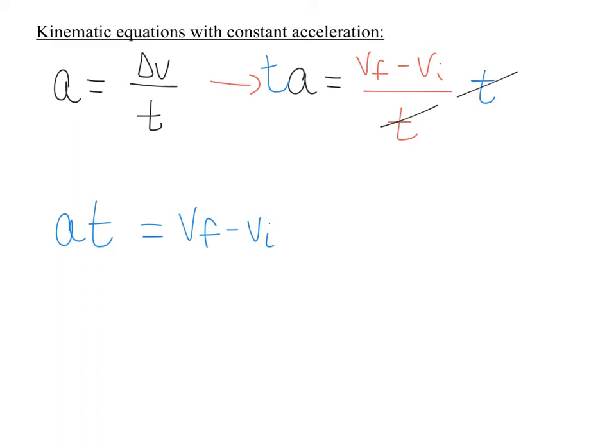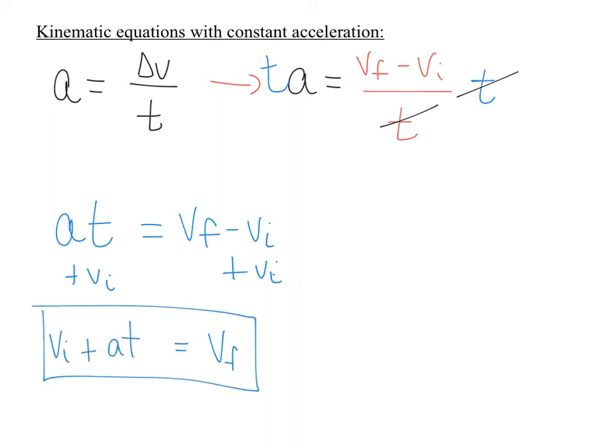Remember, these times canceled. How do I solve for VF? How do I get rid of a minus VI? If there was a minus 5 on the end, how would I get rid of it? Add it over. So we end up getting VF equals VI plus AT. This is one of our big three formulas. We write it on the formula sheet because it's used a lot, but it really comes from the acceleration formula. It's just a manipulation of that.